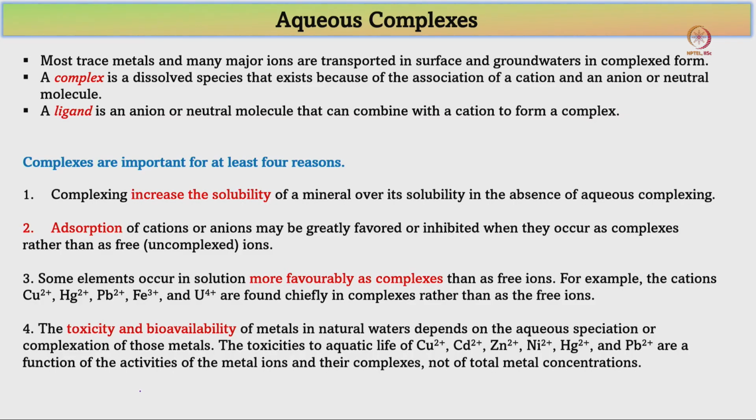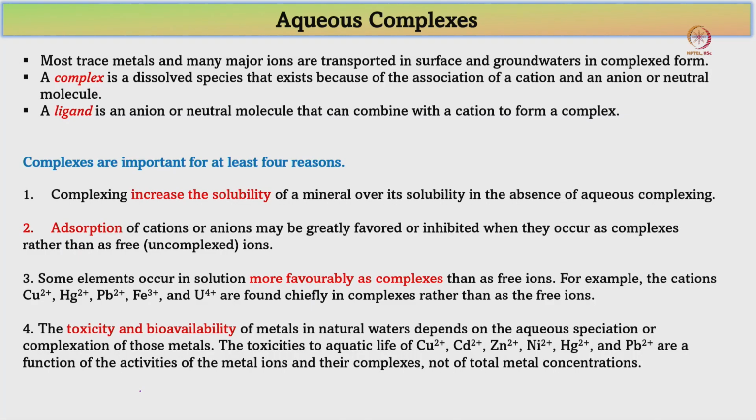Moving ahead, the first thing I would like you to have is a very general understanding. Most trace elements and major ions are not transported or do not exist in their ionic forms. Mostly they will be in their complexed form. That means they are charged particles, so they will form bonds, they will form a complex. Now, what is a complex?